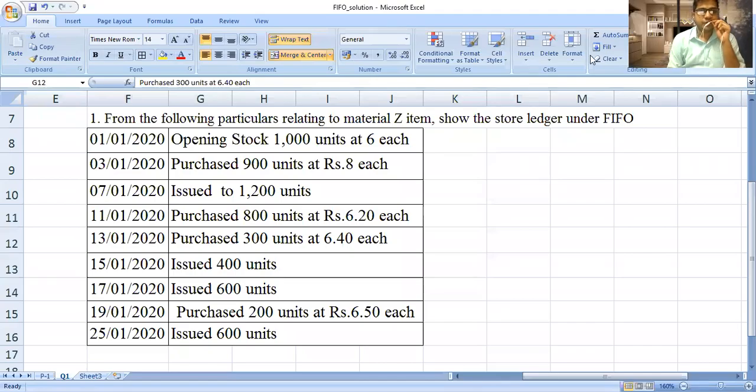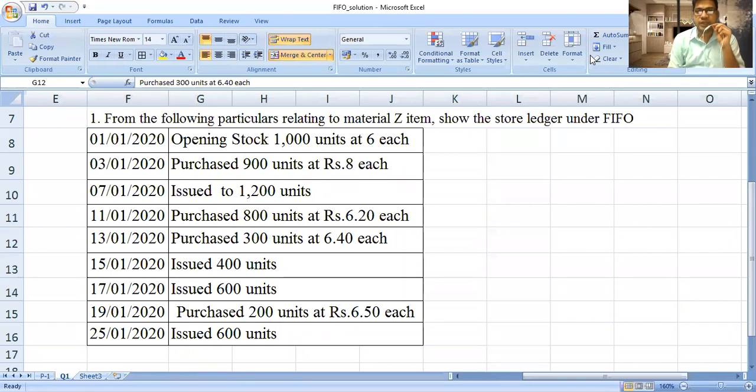From the following particulars relating to material Said item, show the store ledger under FIFO. 1/1/2020 opening stock 1000 units at the rate 6 each. 3/1/2020 purchase 900 units at rupees 8 each. 7/1/2020 issued 1200 units.